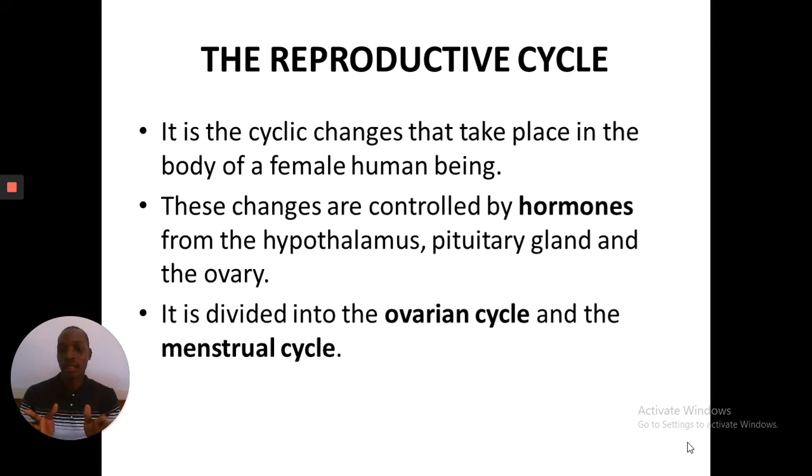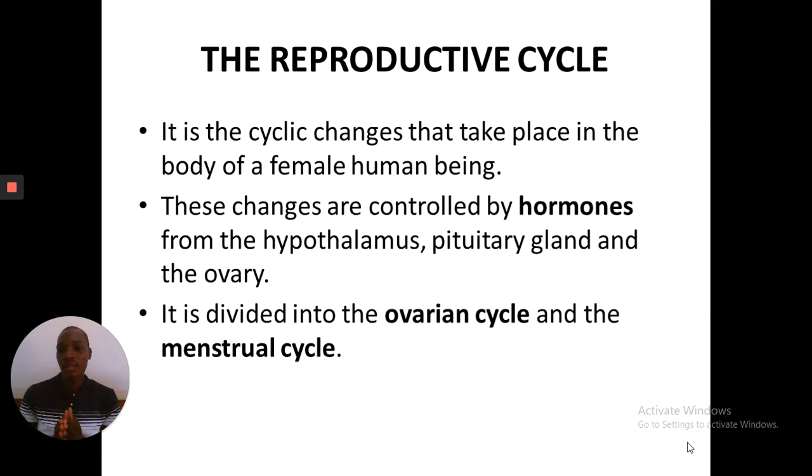Reproductive cycle. And this is really interesting because we're talking about things that we know happen, but we are going to get more insight into how they happen, why they happen the way they happen, and what is the relevance? Where can we apply this particular knowledge? So welcome, get tuned in, and I hope we all enjoy learning this particular subtopic.